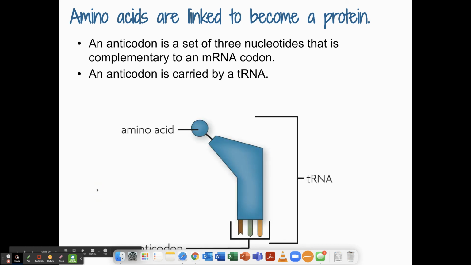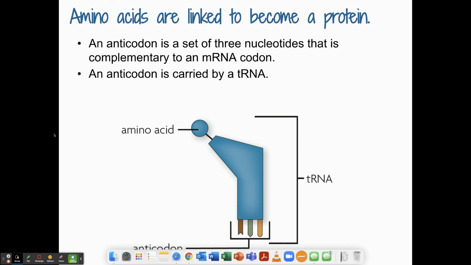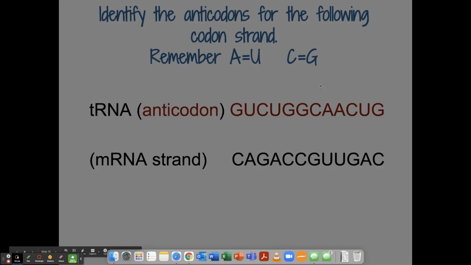Like we said, the amino acids are linked to become a protein. And if you recall, the amino acids make up our proteins. An anticodon is a set of 3 nucleotides that is complementary to an mRNA codon. An anticodon is carried by tRNA. So here's our tRNA molecule. It has the anticodon, and it also has our amino acid.